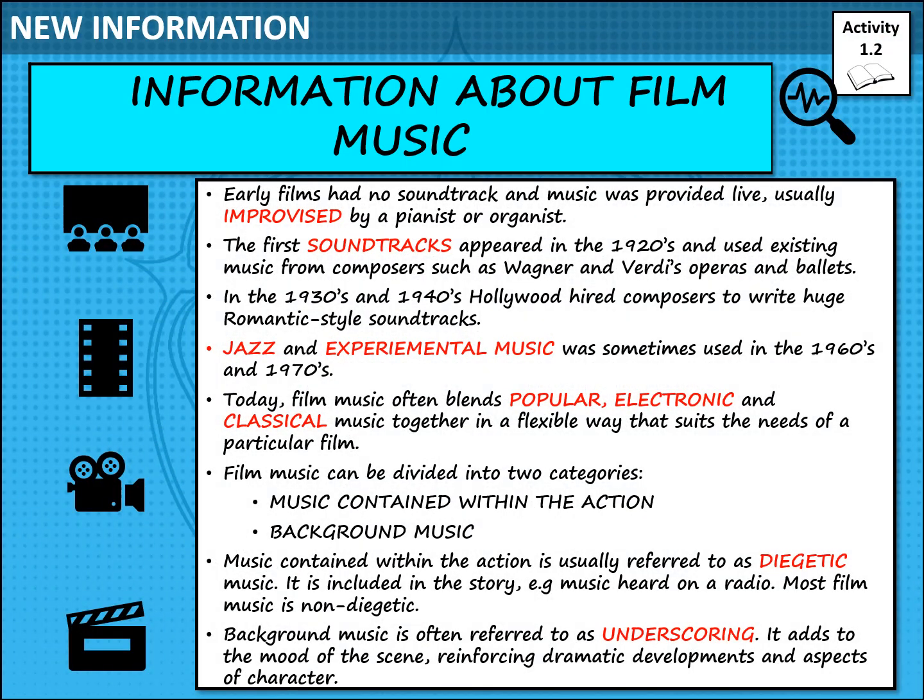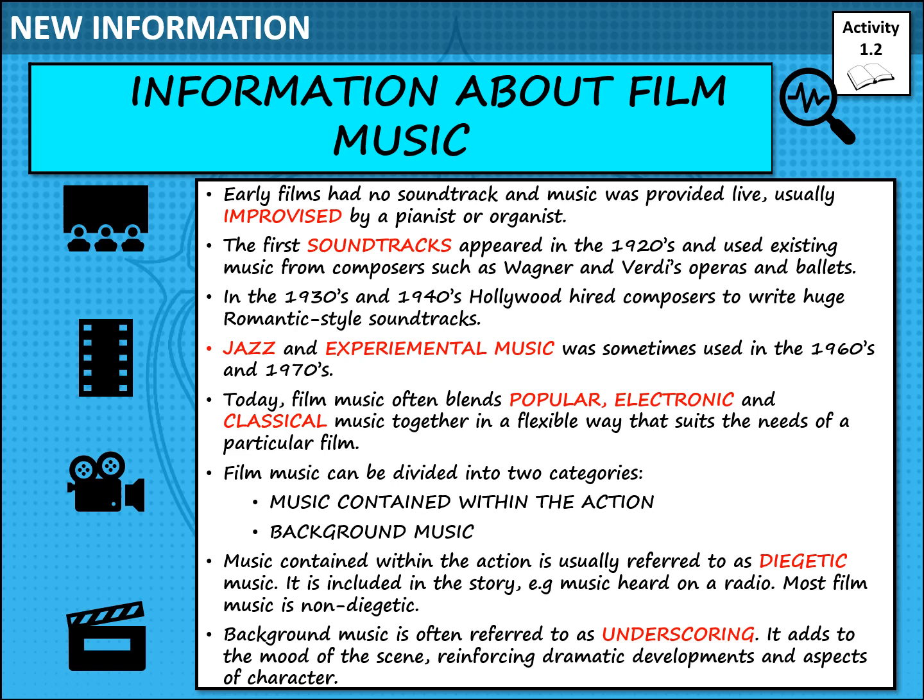Before we move on, I thought it would be interesting and helpful for you to actually understand about film music and where it comes from and how it's derived. The first early films were actually known as silent cinema. They had no soundtrack underneath them, and the music was performed live. Usually this was by a pianist or an organist. This was often improvised. Can you remember what that word means again? Don't worry if not. It means being made up on the spot.